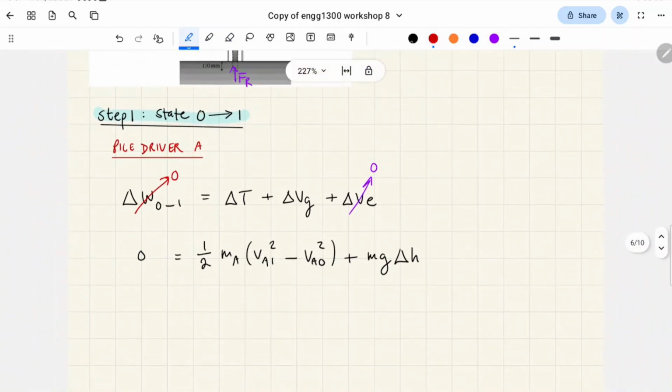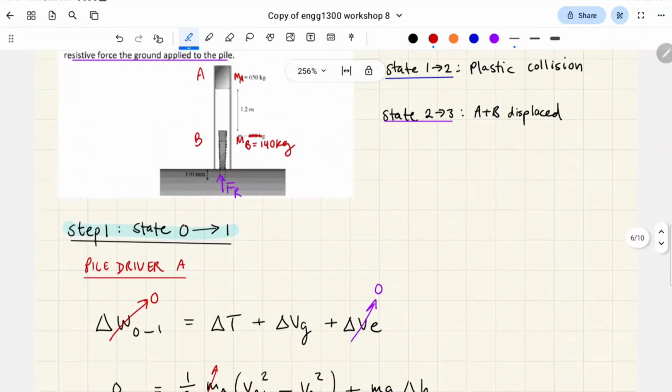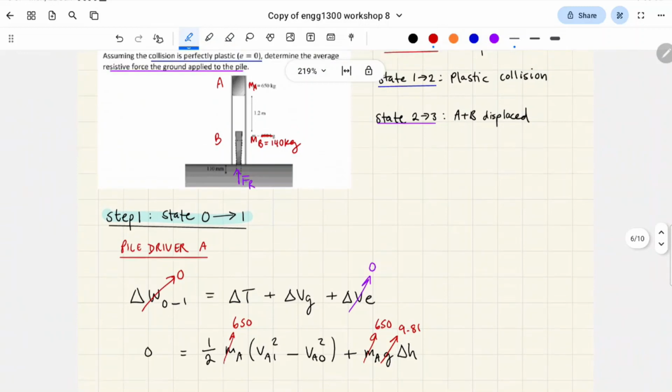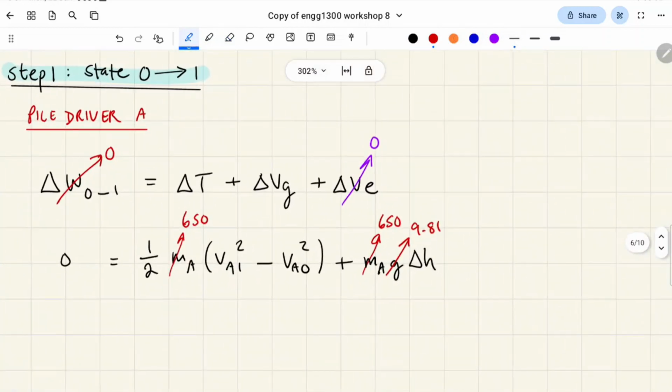All right, so now I've written down the Holy Grail equation, which we talked about last workshop, and obviously I haven't written the part to do with springs. So we know that the mass of A was 650, right? That's actually A as well. We know gravity is 9.81. So H is 1.2 meters, right? Because we're told that's how much it drops. And it's going to be negative because we have a negative change in height, right?